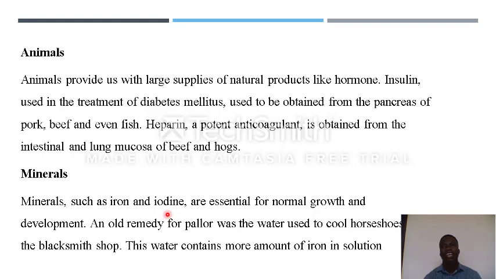When someone is anemic, the person may be advised to take a drug containing iron. When the patient takes the drug or food containing iron, we see that the body will start producing more blood cells, and it will help the individual to recover. So minerals are used as a source of drugs.